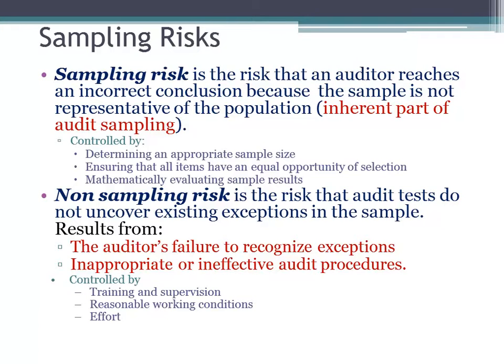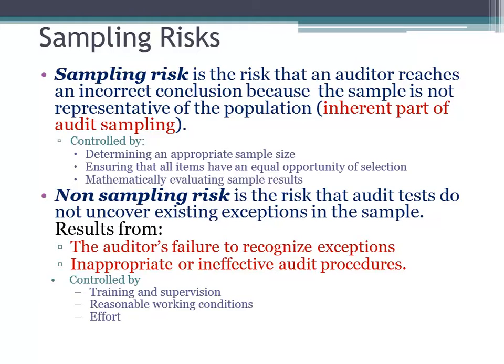So you're going to look at the numerical sequence. And the sampling risk is just by the nature of the audit, it's an inherent risk, right, for the audit. It's just an inherent part of the auditing. So what we do to try to minimize that risk, as auditors, is we control by determining what the appropriate sample size is, and then ensure that all items have an equal opportunity of being selected, and then mathematically evaluate the sample result. So most if not all firms have statistical sampling packages and their approach to statistical sampling.